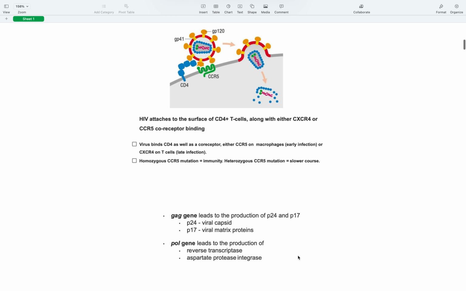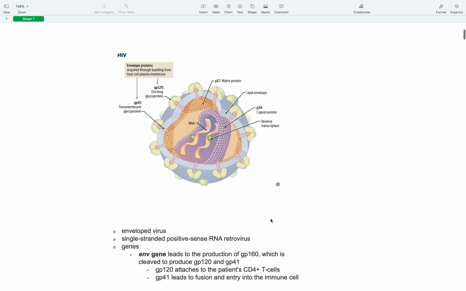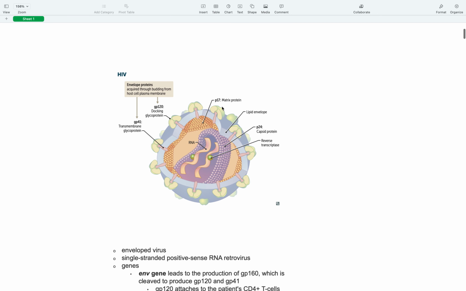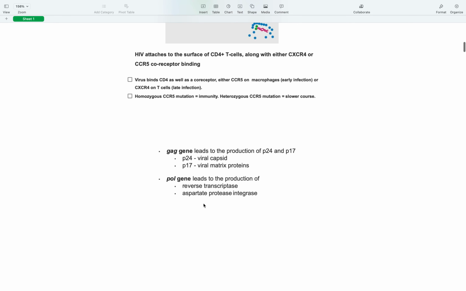Next is the GAG gene. The GAG gene leads to the production of P24 and P17. If you look into this picture, P24 forms the capsid protein, while P17 forms the matrix protein, the outer one. Then the POL gene leads to the production of reverse transcriptase, protease, and integrase. Now these are important for the replication of the virus.